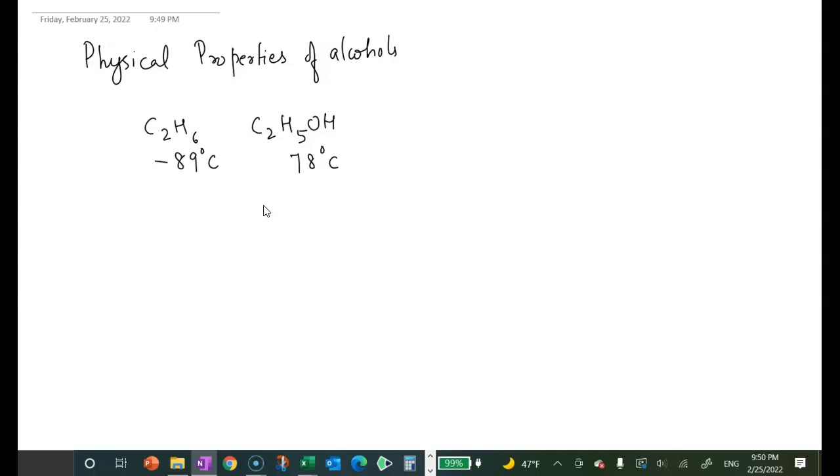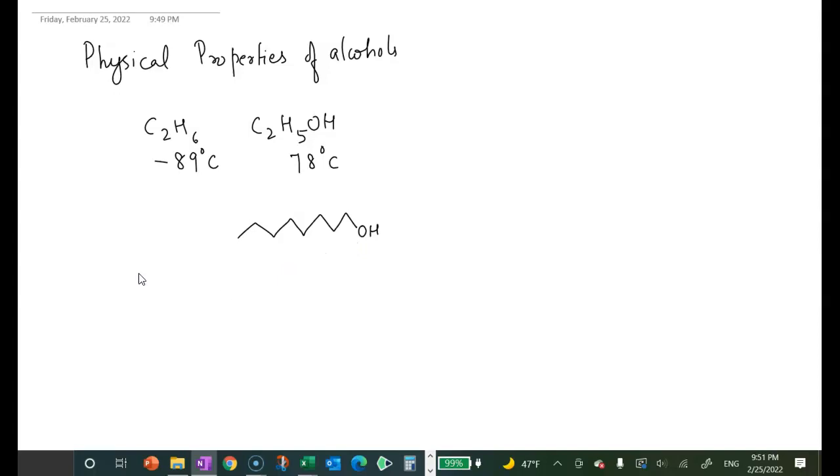Alcohols with a shorter hydrocarbon chain are also miscible in water. For example, ethanol is miscible in water. But if you have a long chain alcohol, with several carbon and hydrogen atoms in it, it becomes less soluble in water because it has a larger hydrophobic region than hydrophilic region. Okay, so that's about the boiling points.